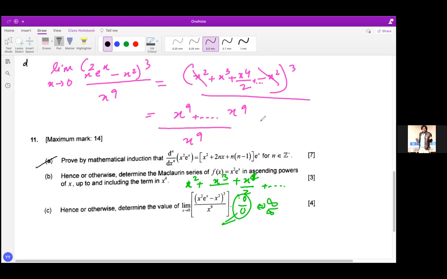Now if you take x to the power 9 common from the rest of the stuff, it'll be 1 plus the terms that contain x, upon x to the power 9. So this gets cancelled, and if you plug in x as 0 here, the rest of the things become 0. So the answer is 1. So that's how you do this particular question.